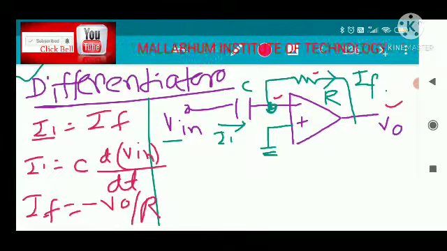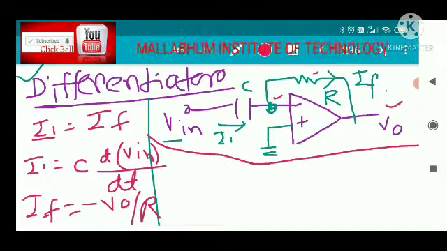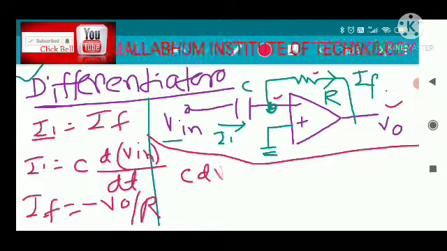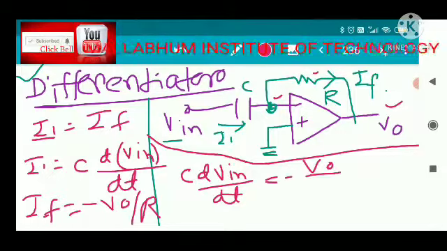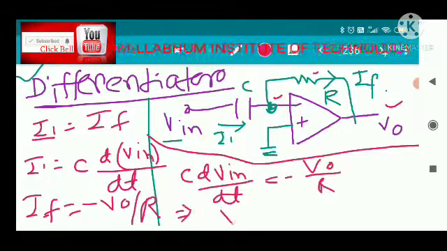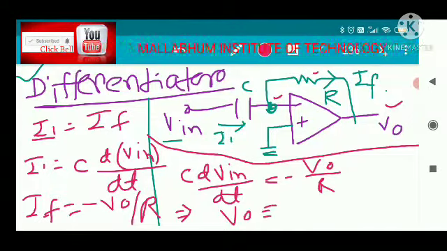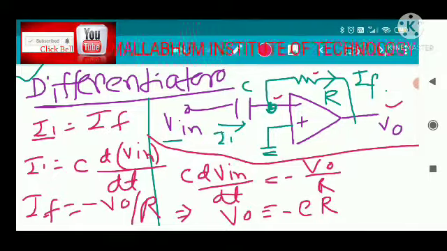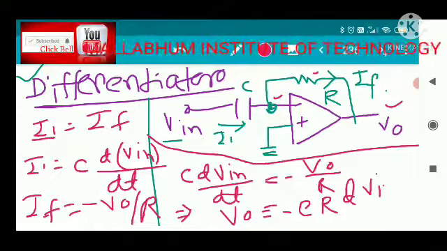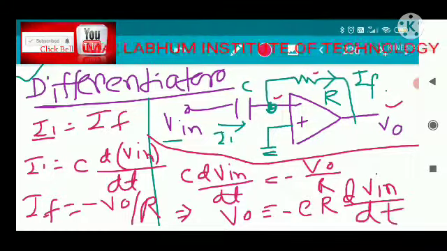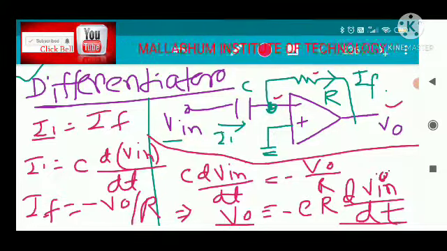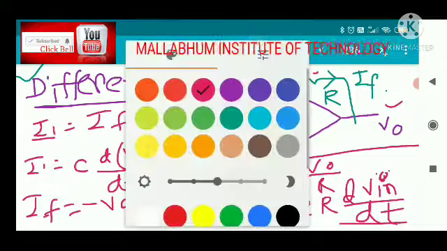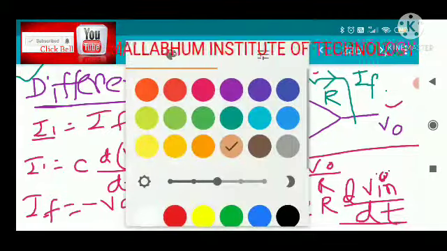If we equate these two, then C dVin/dt equals minus V0 divided by R. So your V0 will become minus CR dVin/dt. In both these applications you can see that the input voltage and the output voltage are related by differentiation. That is the application we are looking for from this circuit.